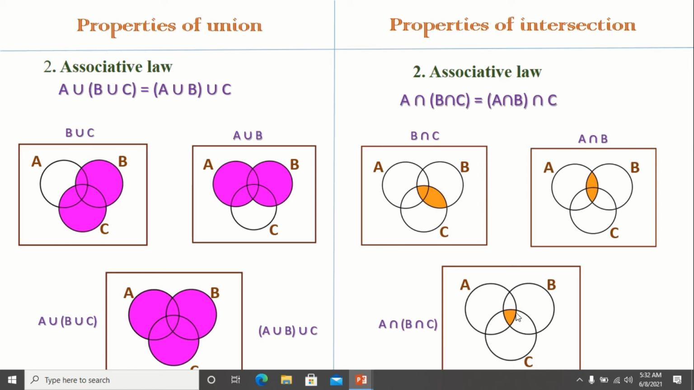So this orange colored region is A intersection B intersection C. Both the left hand side and the right hand side have the same region. So the associative property holds for the intersection operator.